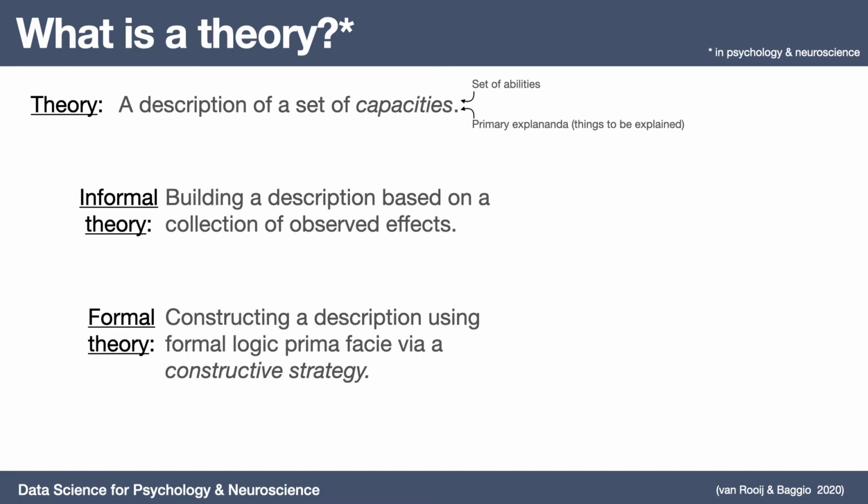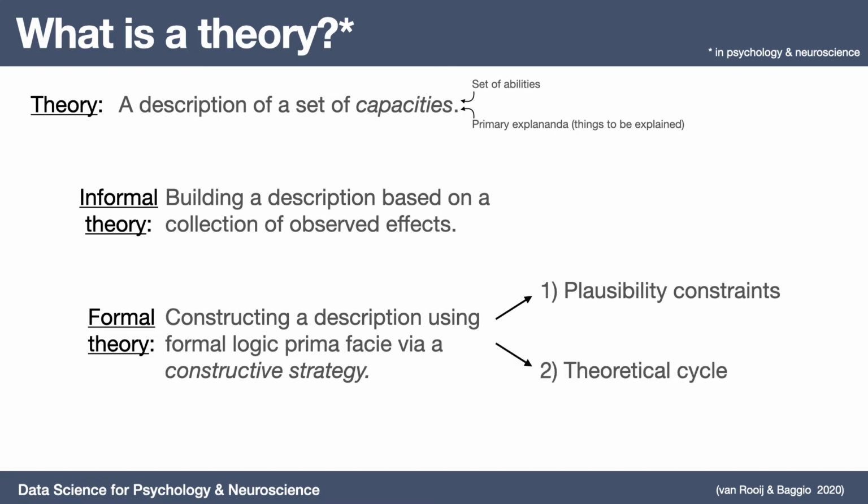Now, in order to build this, you need a set of logical constraints in order to put together an effective and testable theory. So they argue that you need a set of plausibility constraints. These are constraints that are determined mostly by logic. And then you need to develop the theory through a theoretical cycle of tests and evaluation and revisions.